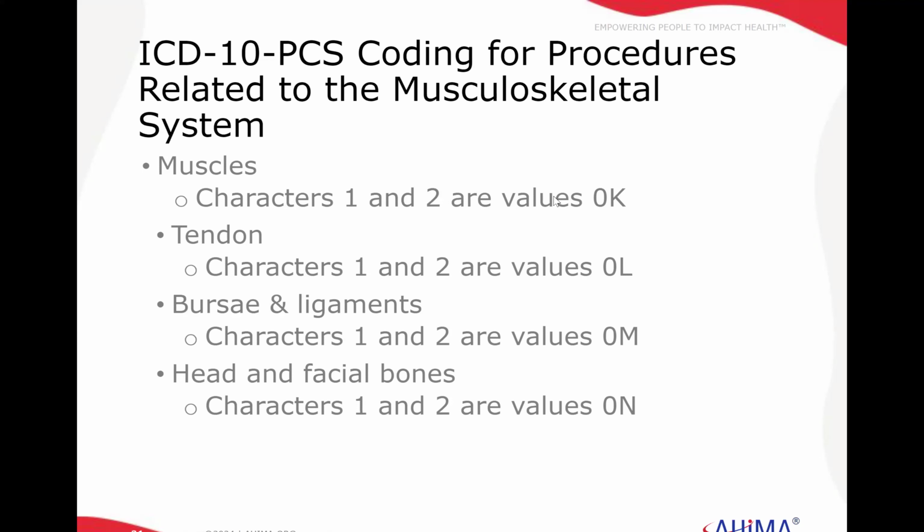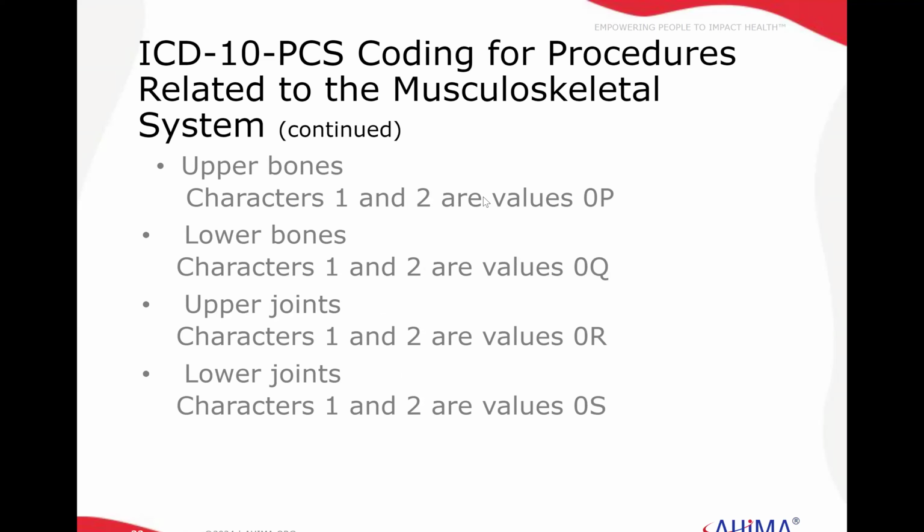One thing about the musculoskeletal system that's good to be clear on is that there are different characters for the first two characters for muscles, tendons, bursa, ligaments, and head and facial bones. You can see those illustrated here. So if you're tempted to go somewhere else, just be sure that you're reading the note carefully to see what all was entailed and what they were actually doing the procedure on.